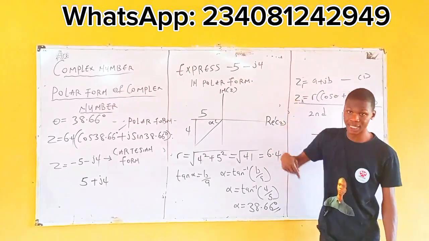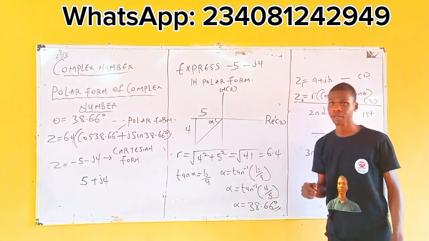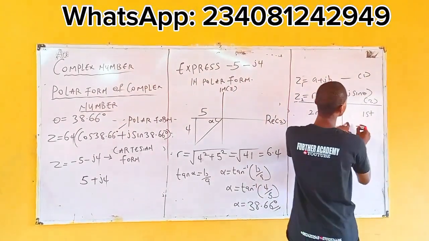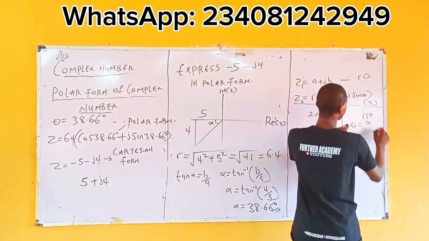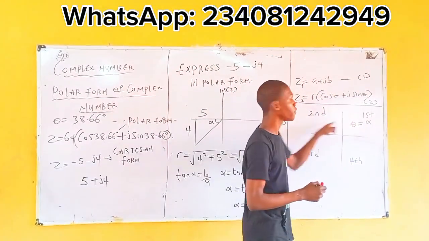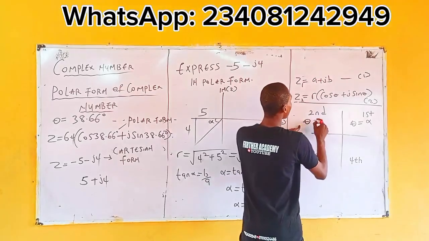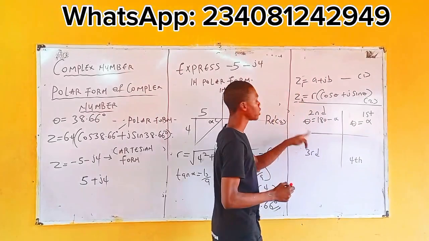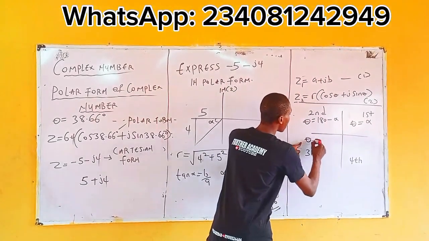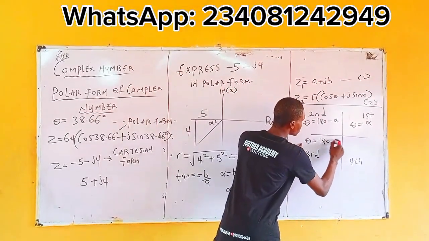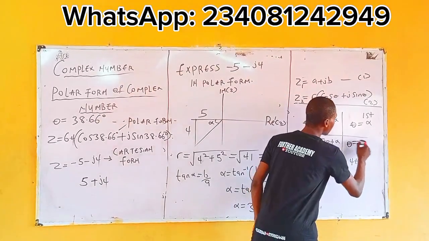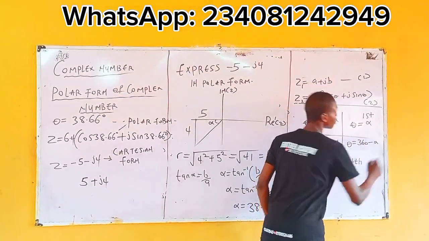Alpha, but I'm interested in getting theta itself. Now come back here. To get theta from this first quadrant, theta is equal to the alpha you get. For this second one, theta is equal to 180 minus alpha. This third quadrant, theta is equal to 180 plus alpha. For this fourth quadrant, theta is equal to 360 minus alpha.